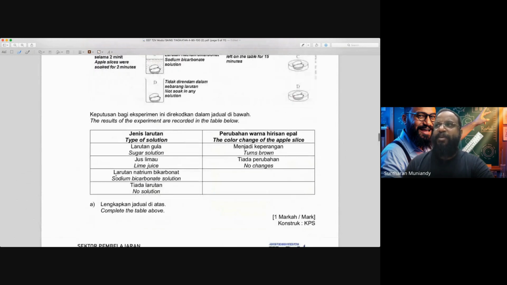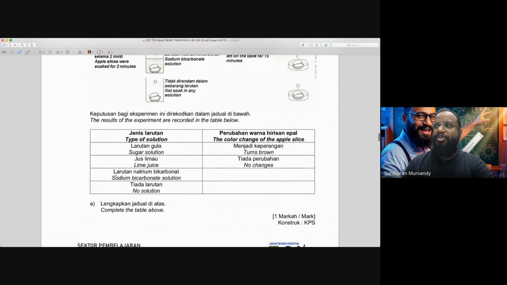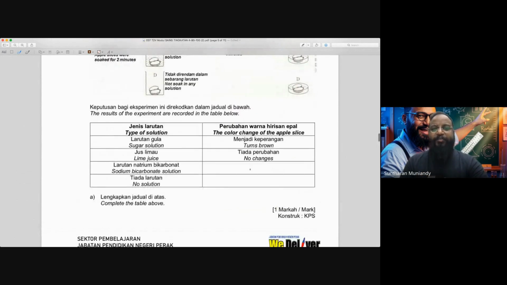Okay, the results of the experiments are recorded in the table below. So sugar solution, it turns brown. Lime solution, no changes. Sodium bicarbonate solution, there is no answer over there. And no solution also, there is no answer over there. Sugar solution is not an antioxidant. Sodium bicarbonate solution also, it is not an antioxidant. And no solution, there is no antioxidant as well. So complete the table above.